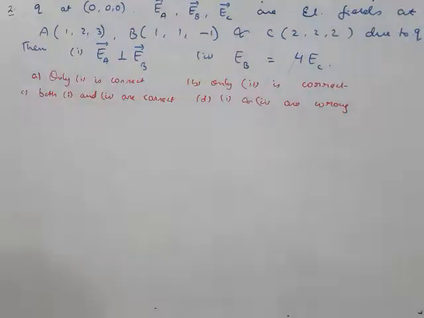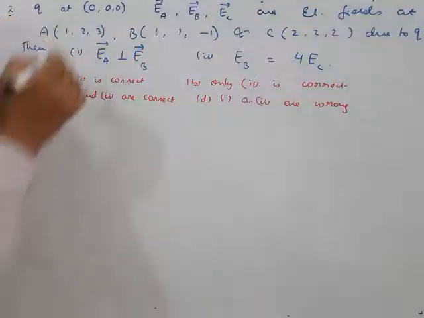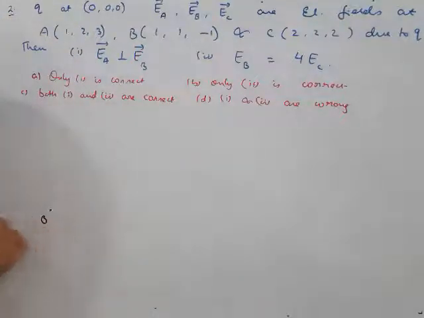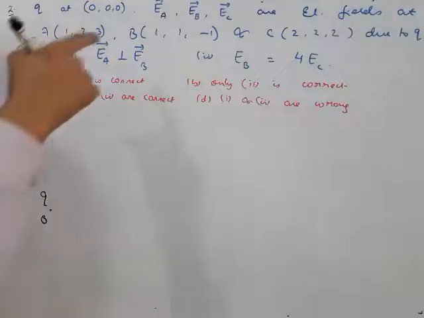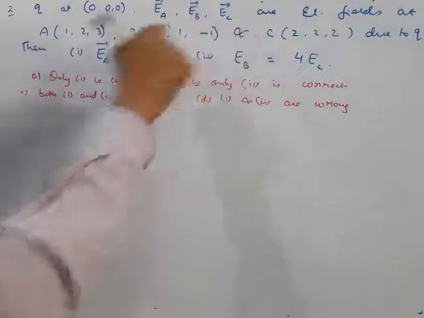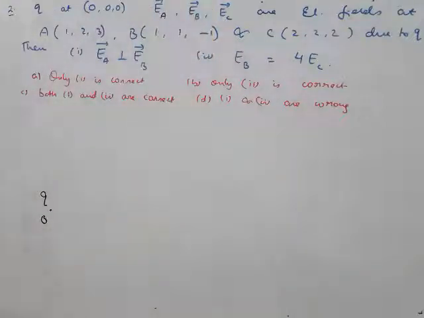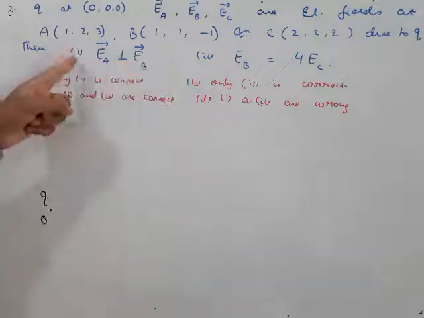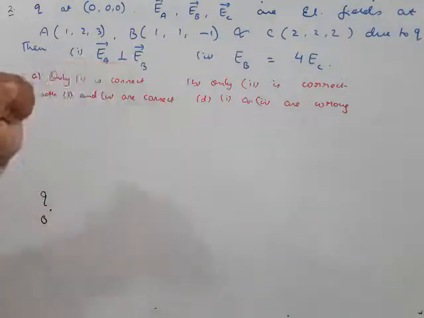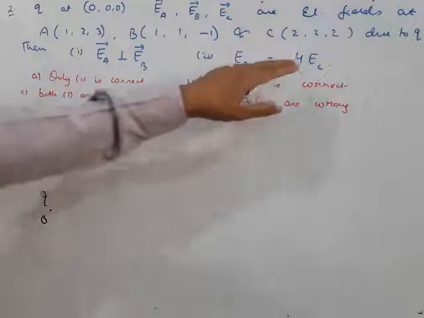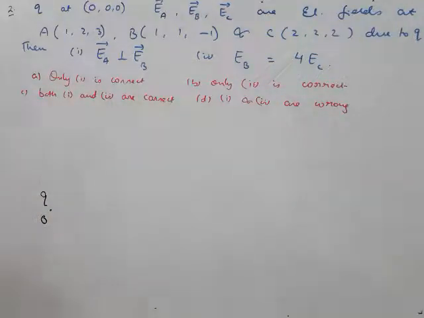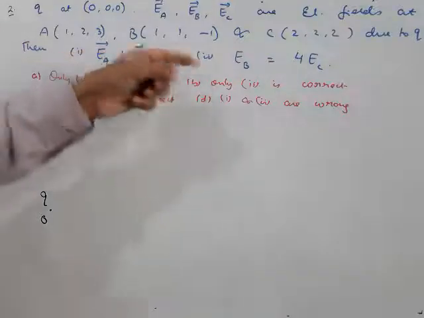Let's see the next question. Here there is a charge which is placed at the origin. So this is our origin. Charge q is placed. There are 3 points A, B and C where the electric fields are given as EA, EB and EC vectors. 2 statements are given. First, EA vector is perpendicular to EB vector. Second, EB is equal to 4 times EC. And then regarding these 2 statements, there are 4 options. Only one is correct, both are correct, etc. You have to judge the truthfulness of these 2 statements.